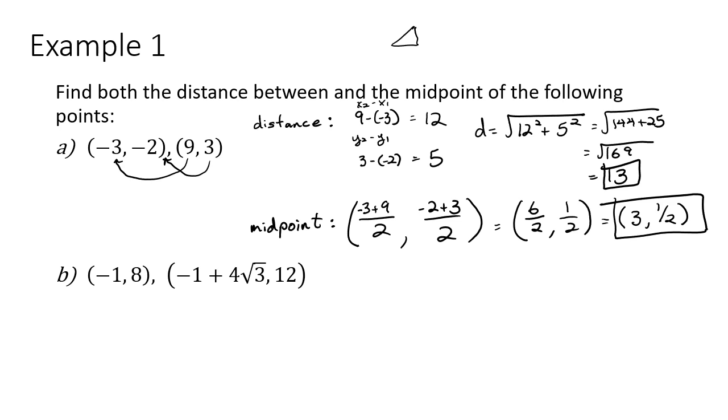All right, similar idea for part B. Part B is only just a little bit more complicated because the x value of the second ordered pair is a little bit more complicated. -1 plus 4 square root of 3 is all x2. It's all before the comma. So let's start with distance.